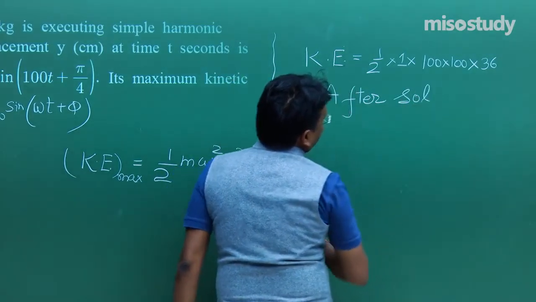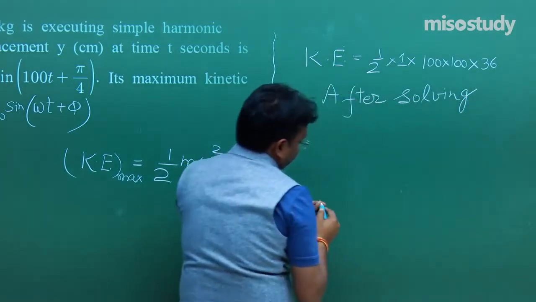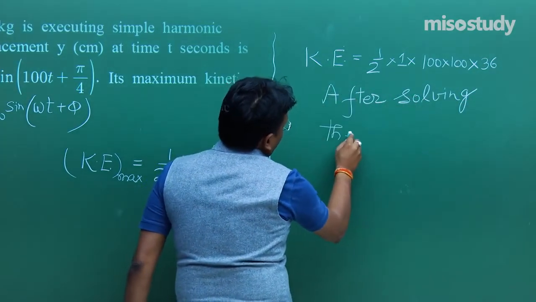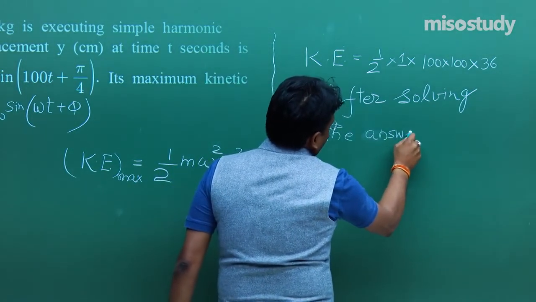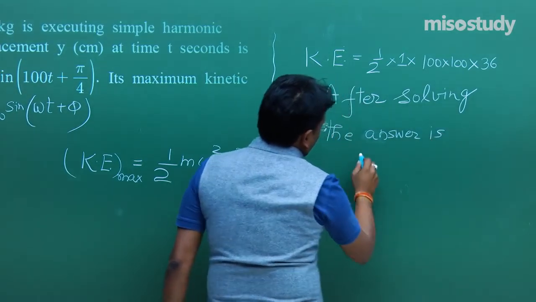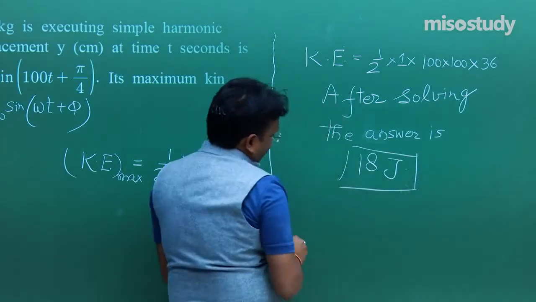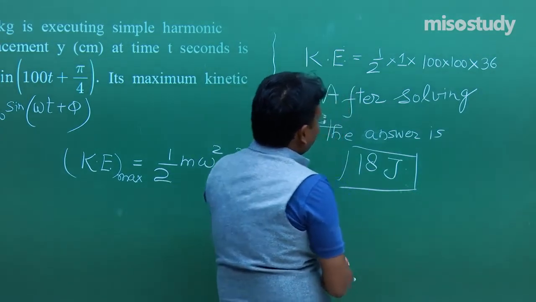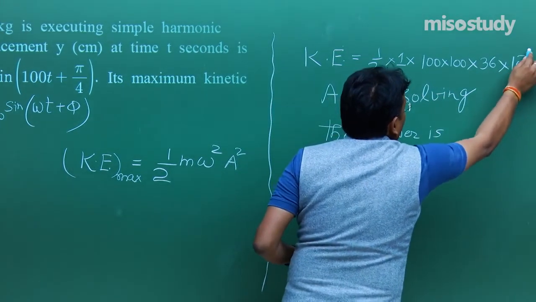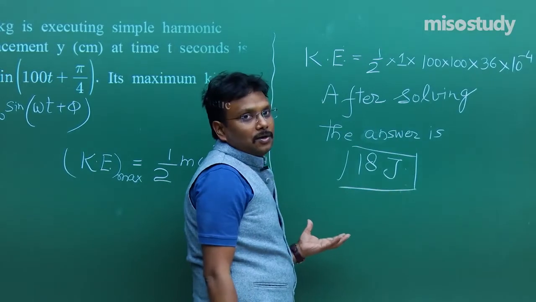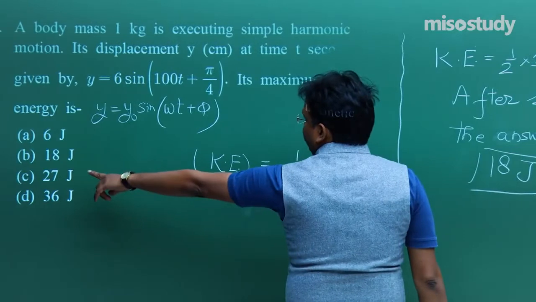After solving, the answer is 18 joule, fine. Now, this much calculation I hope you people can do. Just use that value with the 10 to the power minus 4. Solve it. Accordingly, you can get it. So 18 joule, it means correct option is B.